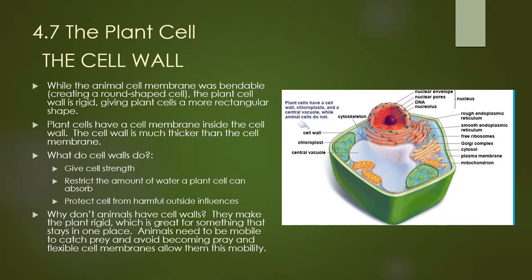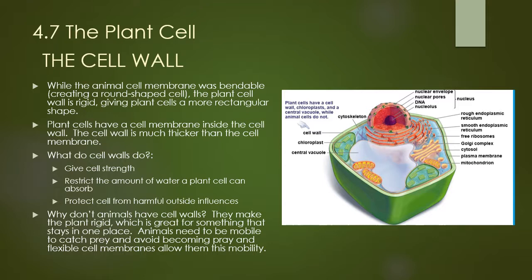Plant cells also have a cell wall, which is this rigid structure around the plant cell. If you remember, animal cells just have a cell membrane. It's bendable, and so you get a round-shaped cell, and it can bend and change in shape. The plant cell, however, that wall is rigid, and it gives these plant cells a very rectangular shape if you look at them under a microscope.